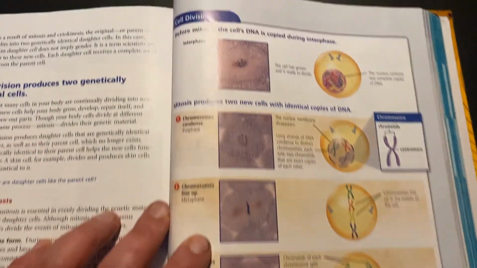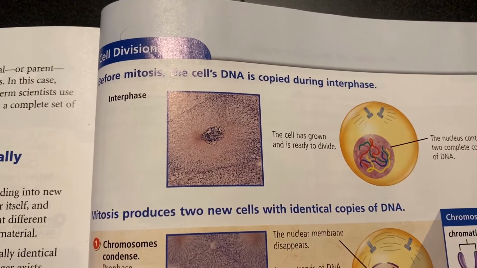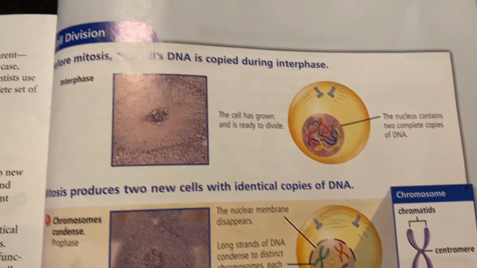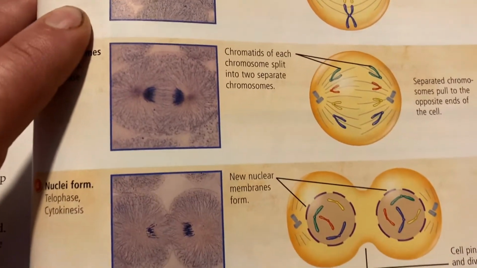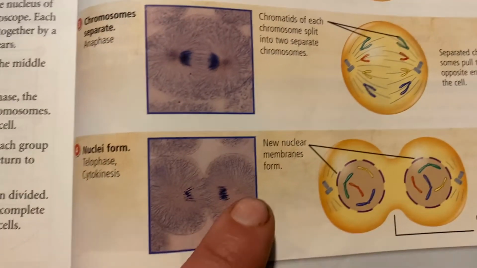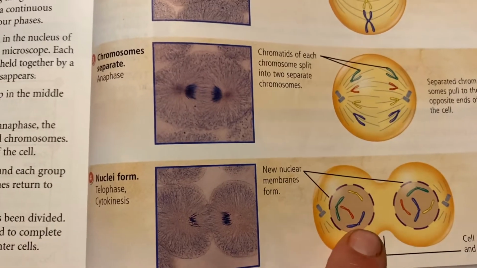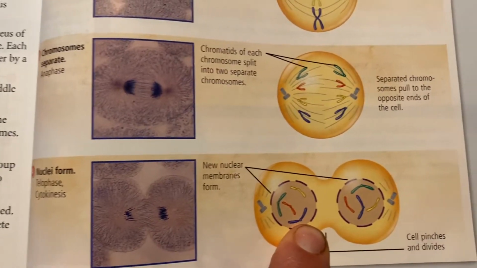On page 83, you have examples of an animal cell in interphase with its diagram, and then the cell in the next stages of mitosis. So you have a good example of what it looks like in real life and a good example of what it looks like in a kind of cleaner diagram.